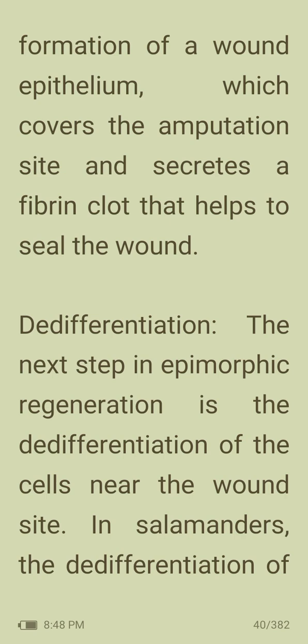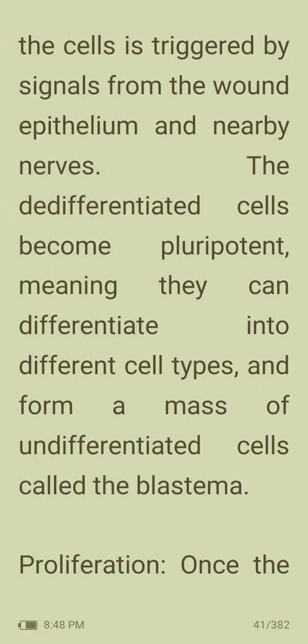Then dedifferentiation. The next step in epimorphic regeneration is the dedifferentiation of the cells near the wound site. In salamanders, the dedifferentiation of the cells is triggered by signals from the wound epithelium and nearby nerves. The dedifferentiated cells become pluripotent, meaning they can differentiate into different cell types and form a mass of undifferentiated cells called the blastema.